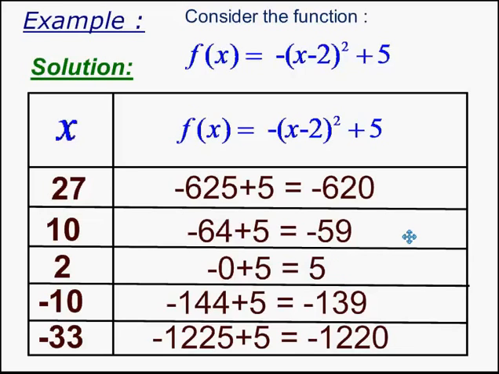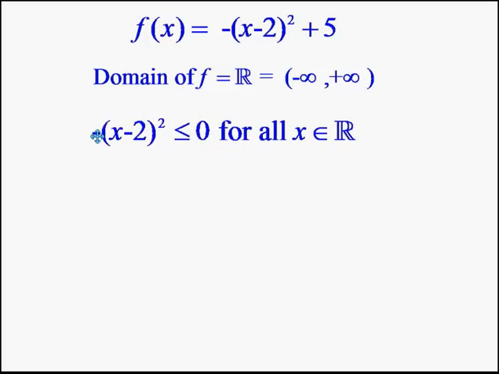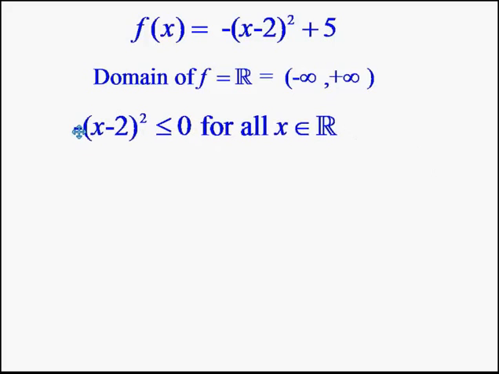Well, this was a trial and error method for finding maximum and minimum values of a function. Now, we will do it in a formal way and find the same. The function f of x has the domain as the set of all real numbers. As discussed earlier, this quantity is less than or equal to 0 for all x belonging to R. R is the set of real numbers.